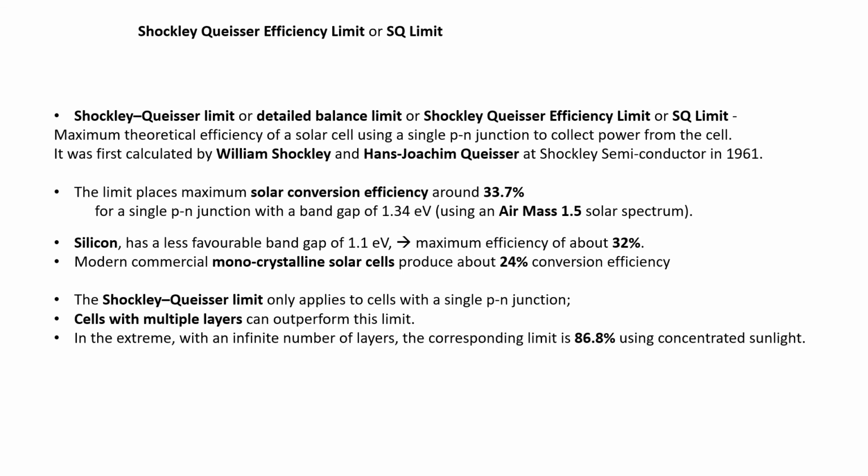The Shockley-Queisser limit only applies to cells with a single p-n junction. Solar cells with multiple layers can outperform this limit. In the extreme, with an infinite number of layers, the corresponding limit of 86.8% using concentrated sunlight can be achieved.